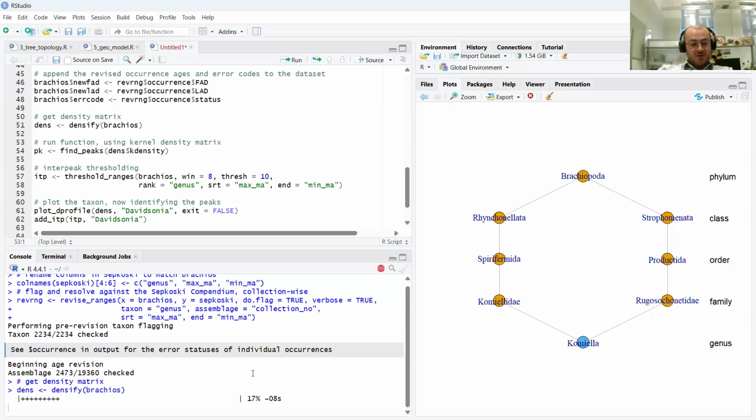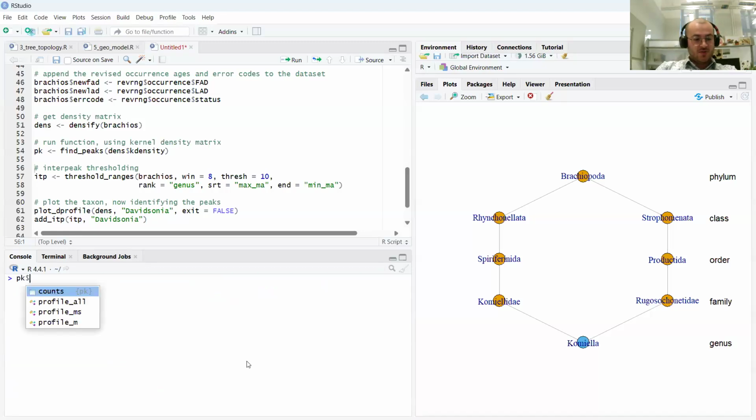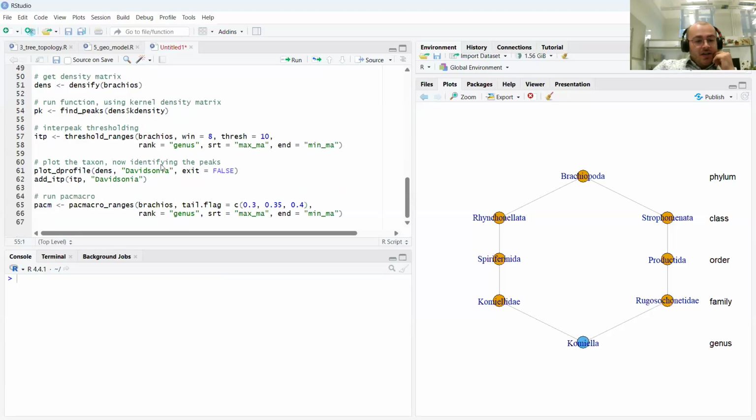So the densify function constructs our density curves for all of our taxa. Once that's run, you can then use the find peaks function to numerically detect the peaks. It does that using both histograms and smooth density curves, so you can use both methods. And then we can apply the interpeak thresholding method.